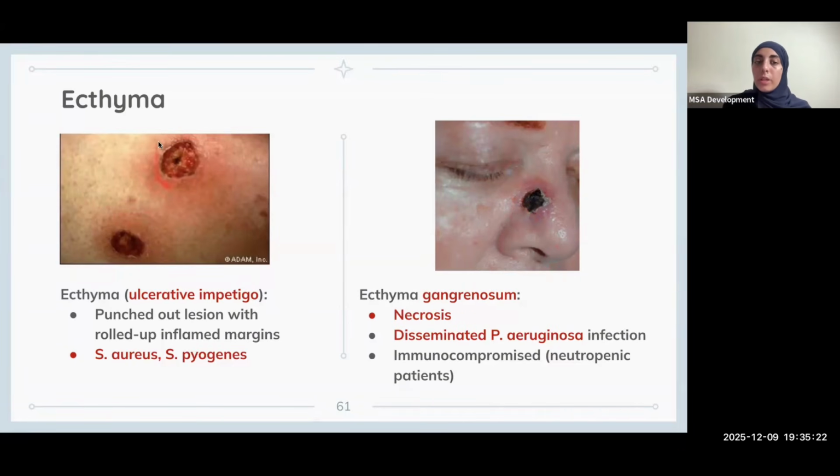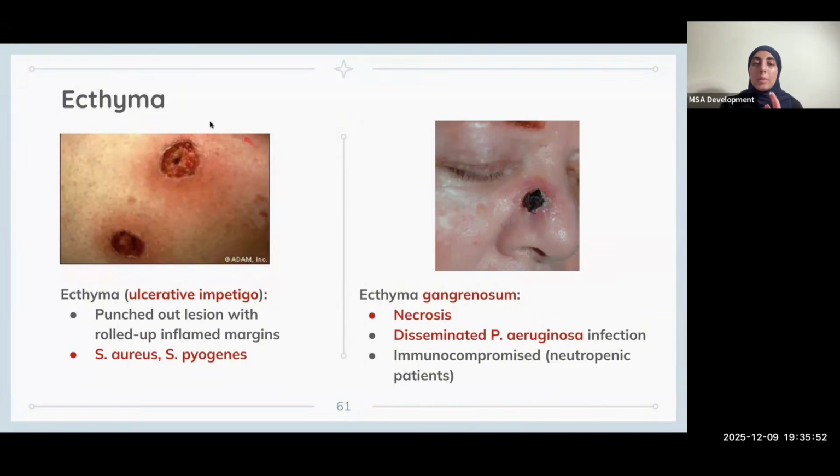If you look, this one that we talked about is red, but this one is black, okay? The punched out lesion has black in the center. Black equals necrosis of that tissue, okay? So from the name, gangrenosum, because you know the gangrene is dead tissue. So ecthyma gangrenosum is due to necrosis. And so you have black appearance inside the punched out lesion. And this is due to a disseminated Pseudomonas infection, and especially in an immunocompromised patient, okay?